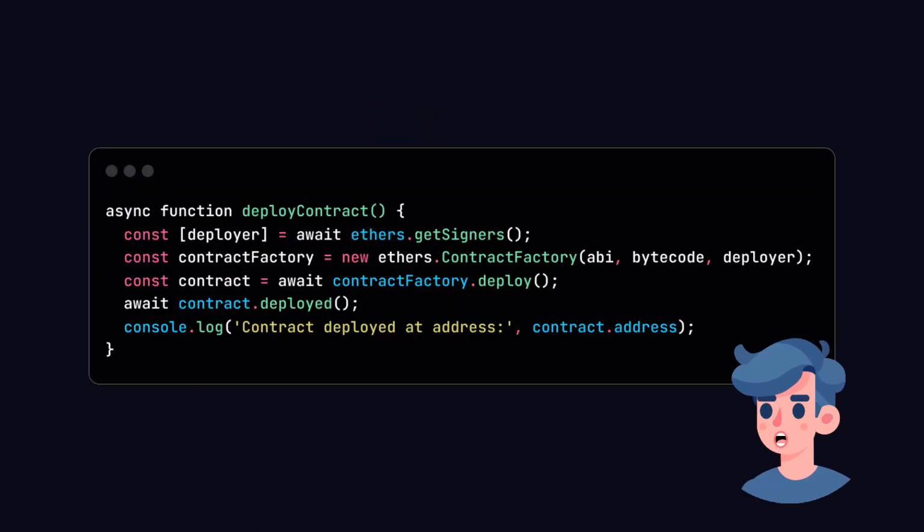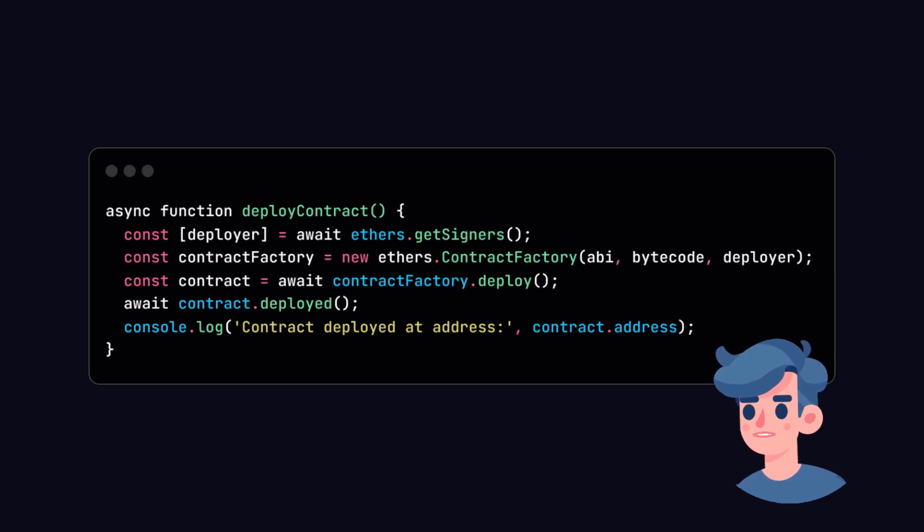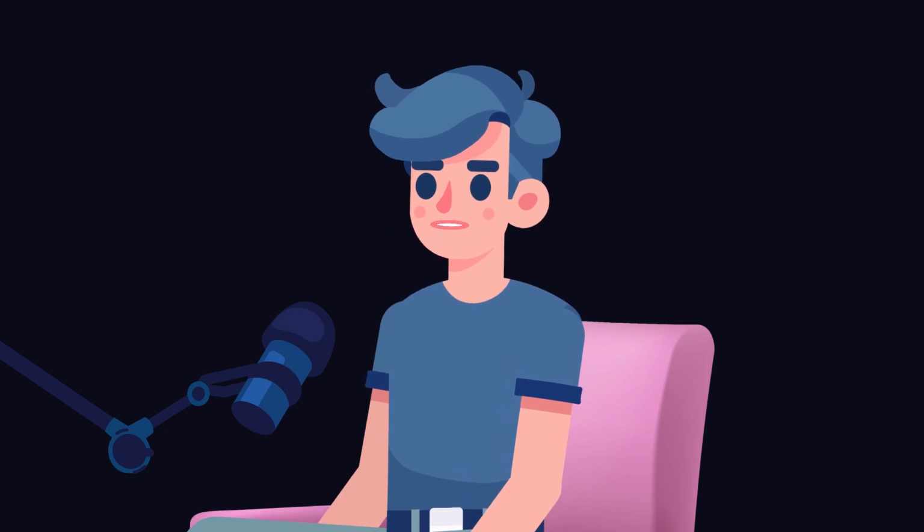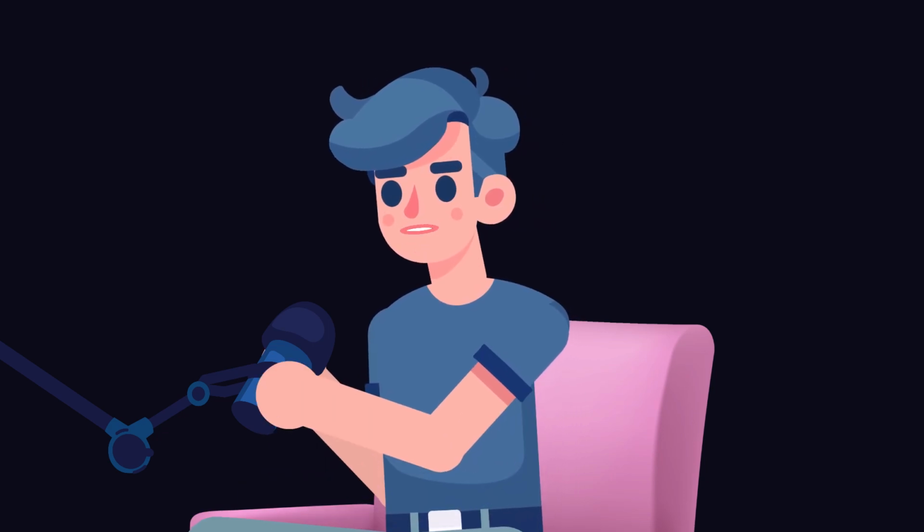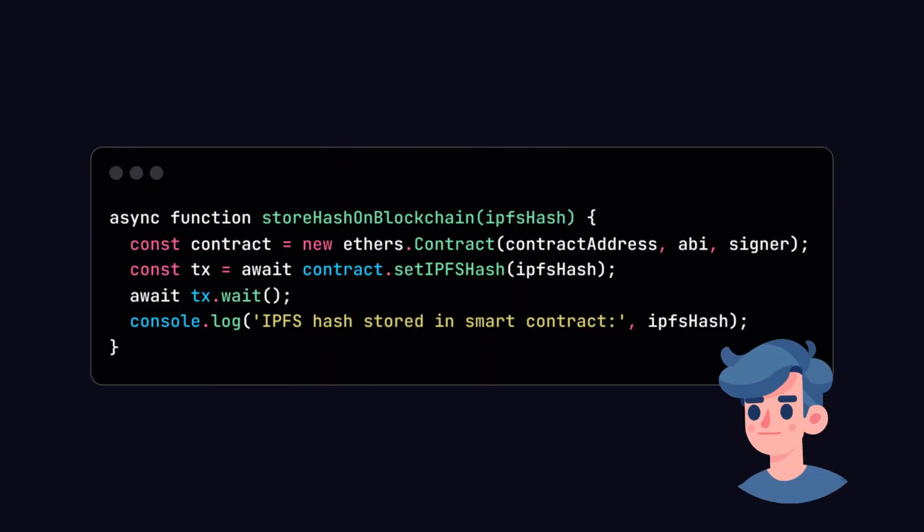Now, we will deploy the contract to Ethereum. Ensure you have the Ethereum wallet set up, and we will use ethers.js for interacting with the Ethereum blockchain. In the deploy contract function, we create a new instance of the contract factory and then deploy the contract. The deployed address will be printed to the console. With our smart contract deployed, it's time to store the IPFS hash on the blockchain.